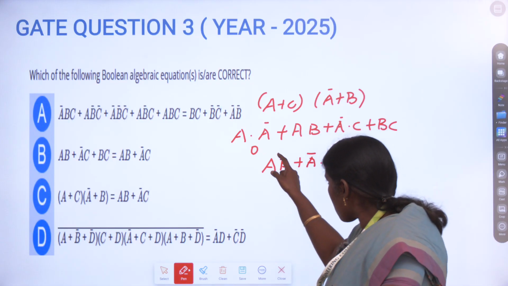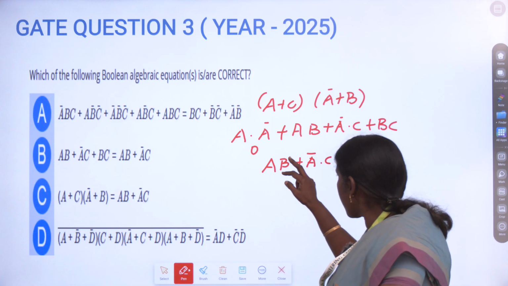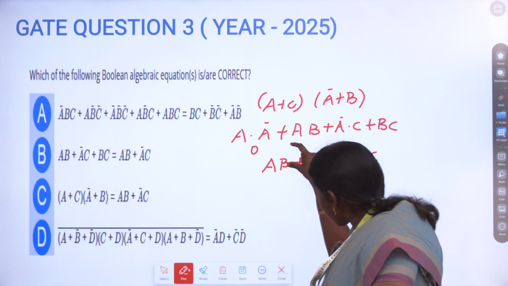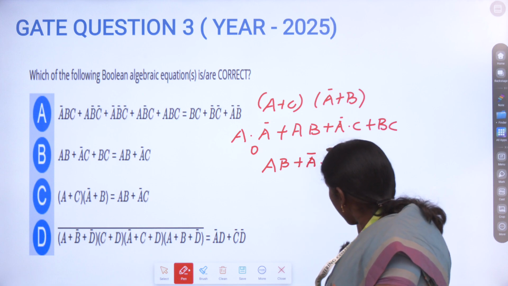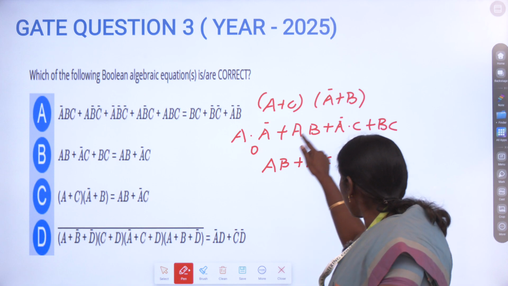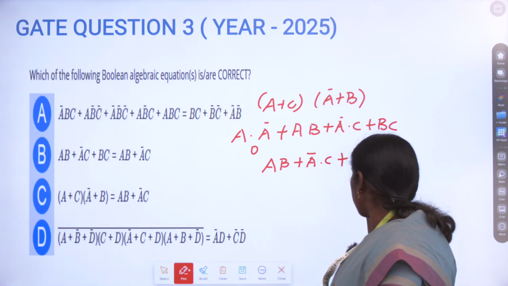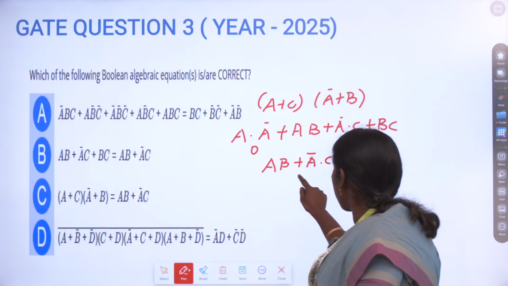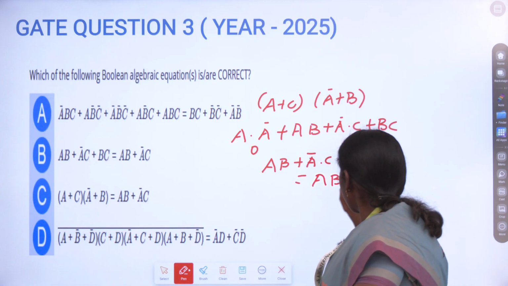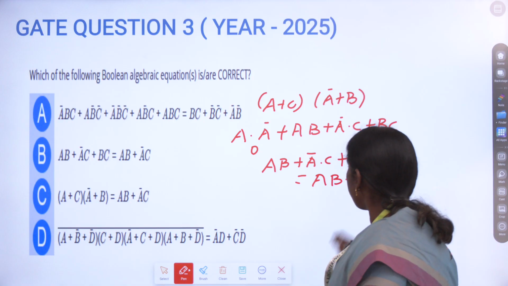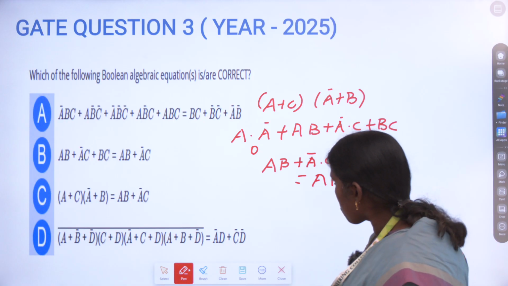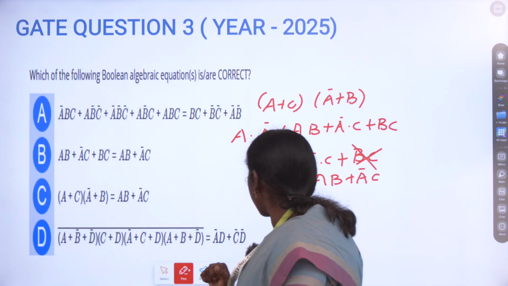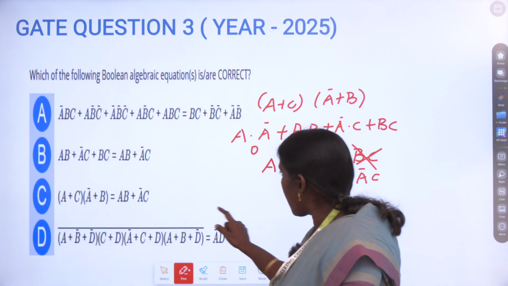So the first term should have a variable, and the same variable should be the complement in the second term, and the second variable in the first term and the second variable in the second term should be the product of the third term. If it is so, this term is redundant and the final answer can be AB plus A dash C. Let us check the answer with the given choices. Yes, obviously after solving this, we are getting the final answer as AB plus A dash C.